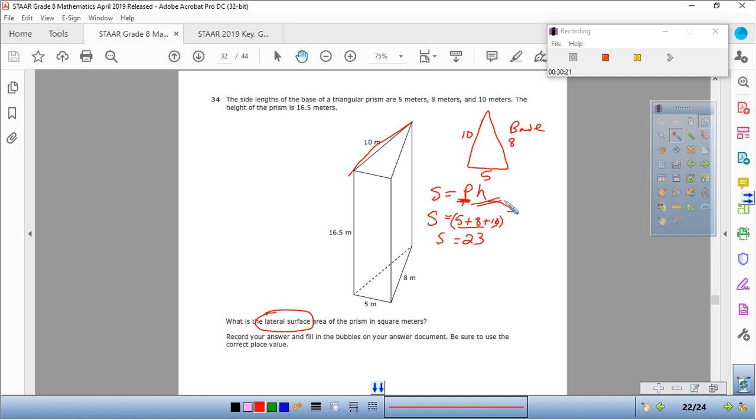H. What is H, guys? H is the height of the whole figure. So from here to here, how high is that thing? 16.5? So now we have 16.5 times 23. 379.5. Thank you, Jay.